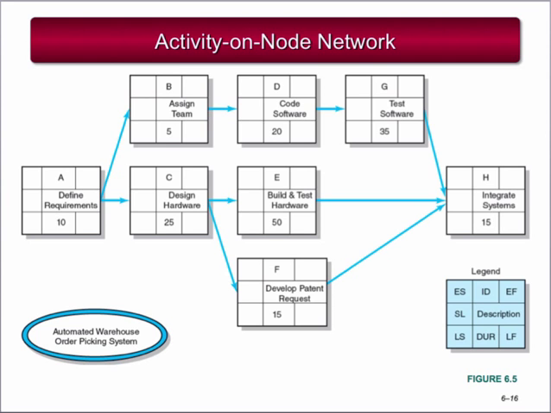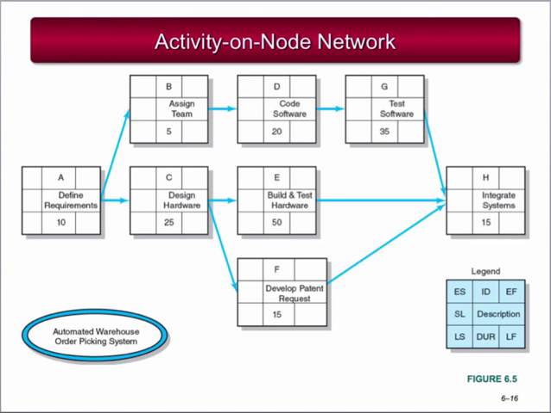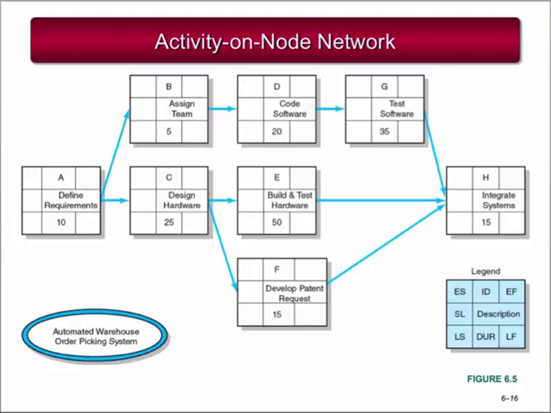Here's an example of an activity on node network. In the lower right-hand corner is the legend, helping to identify what each of the cells within a node represent. We have the arrows indicating the flow. You can see that B and C are concurrent. They could start at the same time, but they don't need to. A and C are both burst activities. A is a predecessor to B and C are successors of A. And H is a merge activity. E, F, and G all feed into H. This example also shows the network with the activity time estimate found in the node. It's in the DUR cell, short for duration, so for A, the time estimate is 10 days.